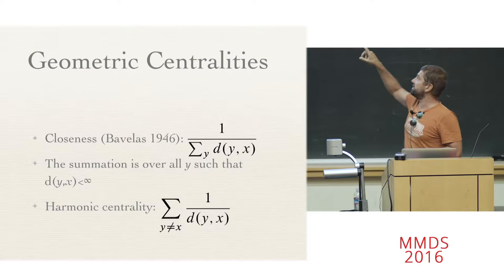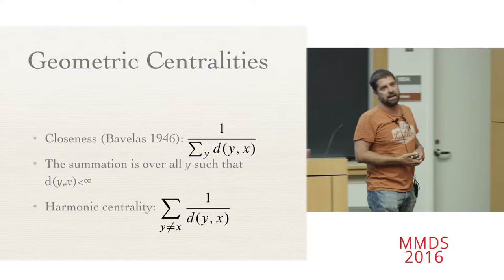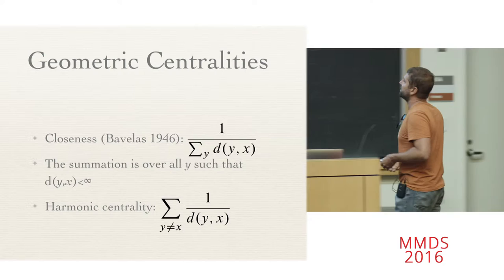And this works perfectly on disconnected graphs. I mean, graphs that are not strongly connected. And it has also other interesting theoretical properties that I'm not going to talk about now, but it behaves so much better that we try to convince people to drop the old idea.